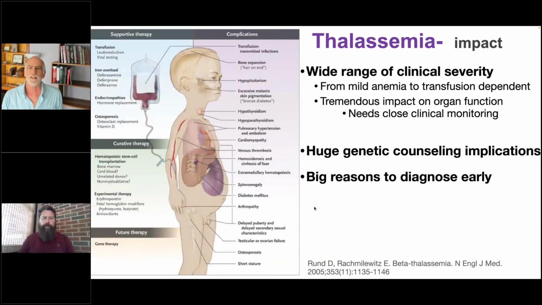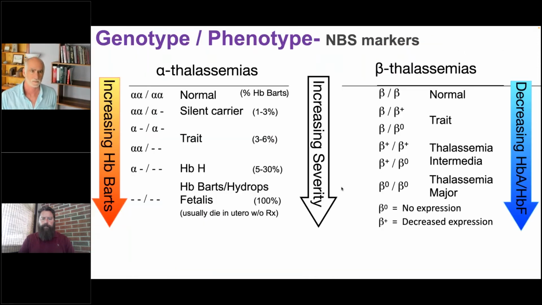And so the impact is highly variable depending on what form of thalassemia you have, from a carrier state to a mild anemia to being transfusion dependent. And it can have a tremendous impact on organ function and need close clinical monitoring. And again, there's huge genetic counseling implications. So there's big reasons to diagnose early. And this is my last slide before handing it over to Patrick, but it's complex.